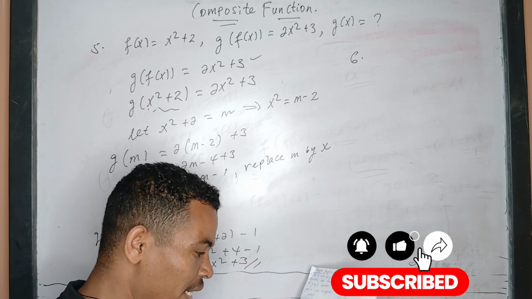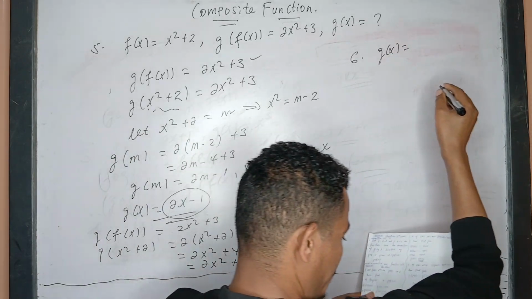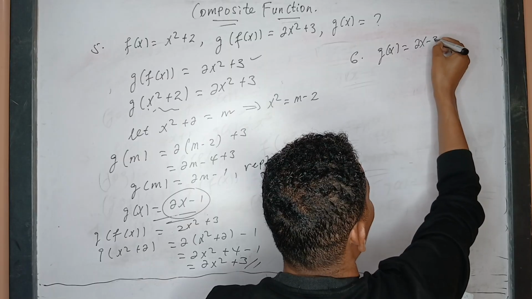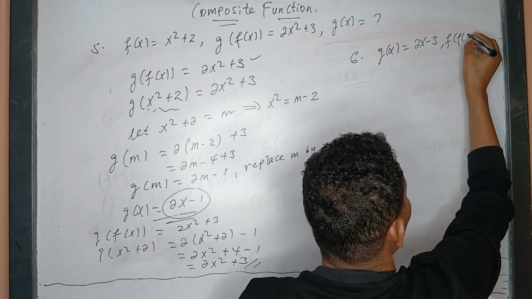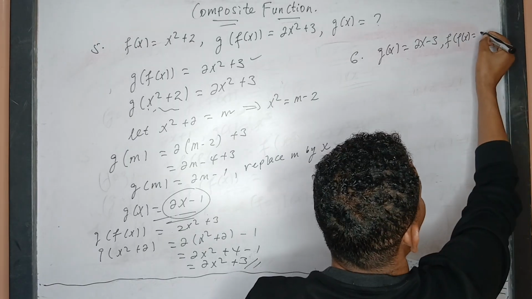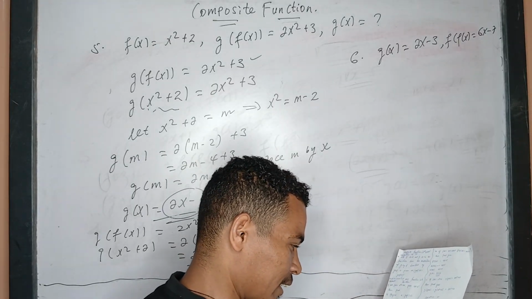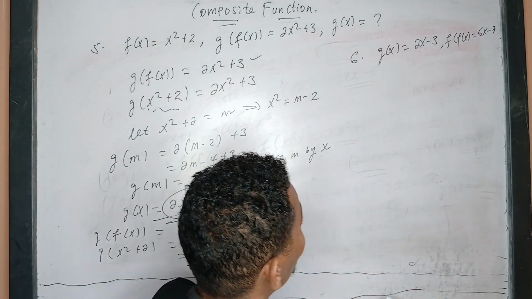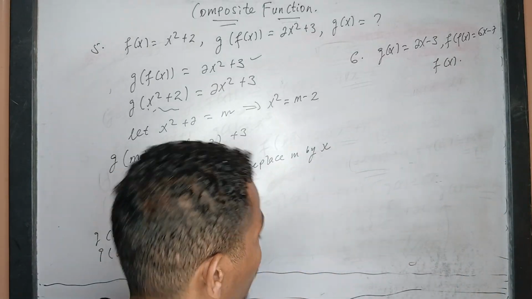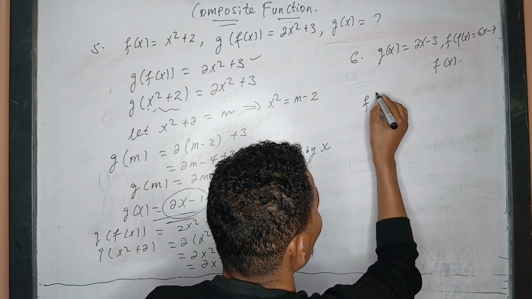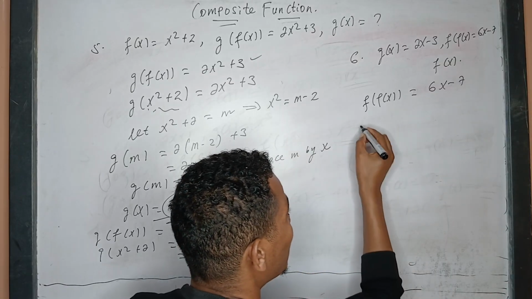Sixth question: find f of x, given that g of x is equal to 2x minus 3 and f of g of x is equal to 6x minus 7. The aim is to find the function f of x. So now f of g of x is equal to 6x minus 7.